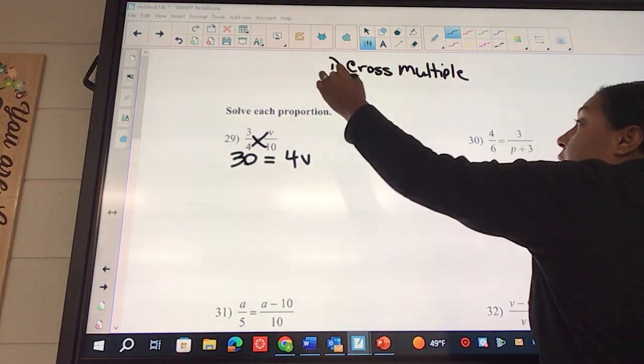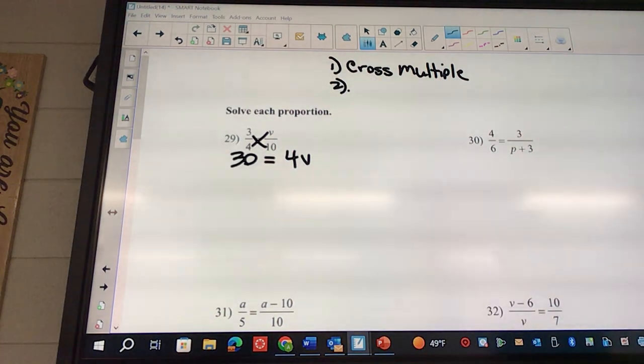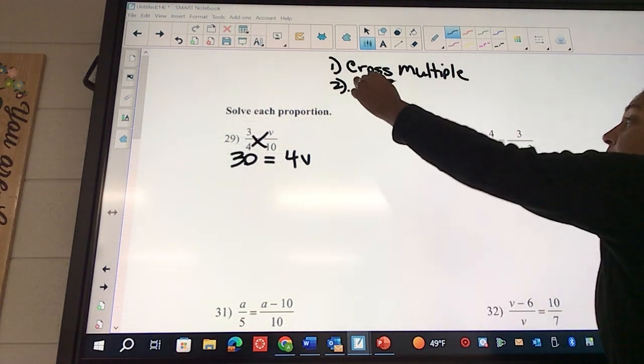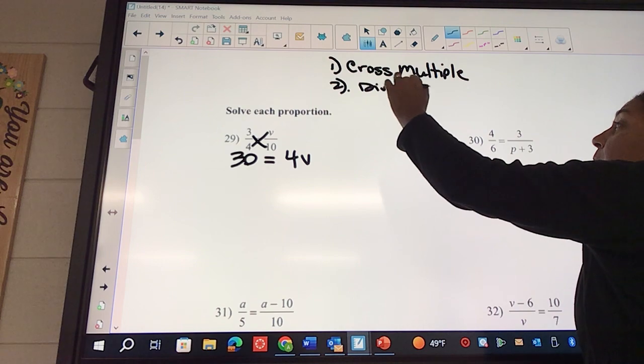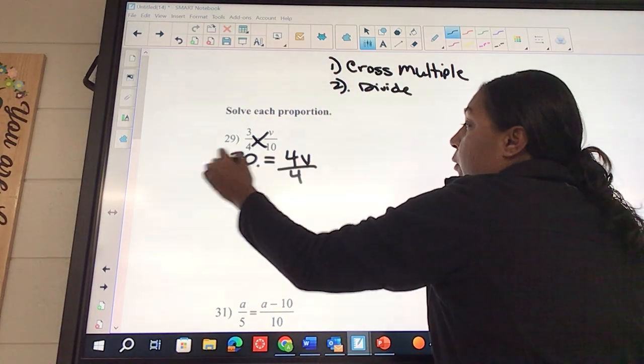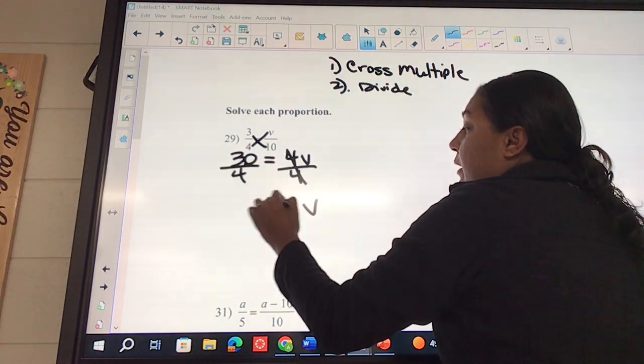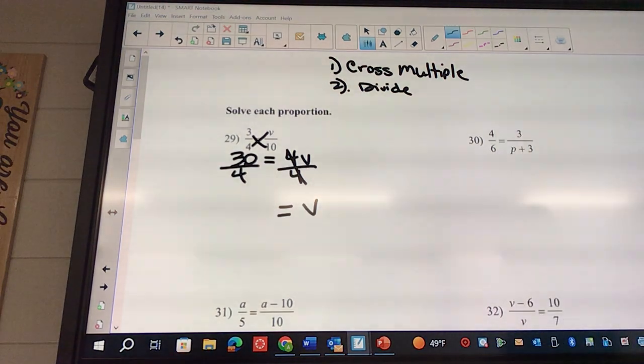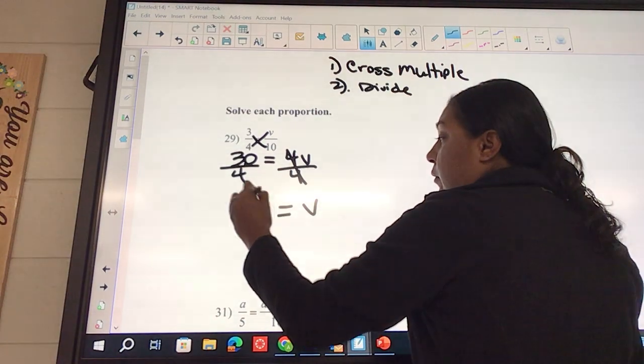Okay, so for these ones, you're going to cross multiply, and then what? We're solving for v. Divide. Okay. So we're going to divide by 4, divide by 4. What is 30 divided by 4? 15 over 2.